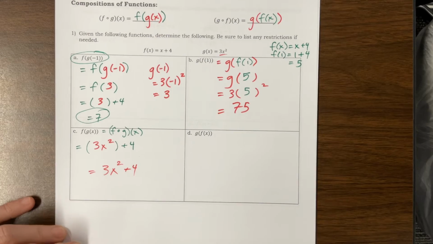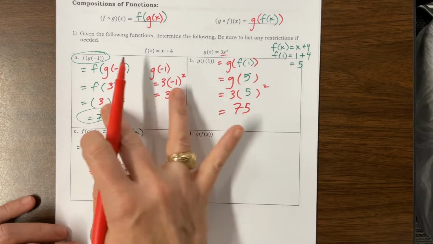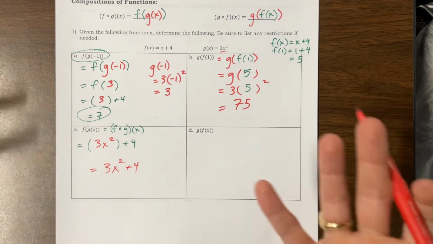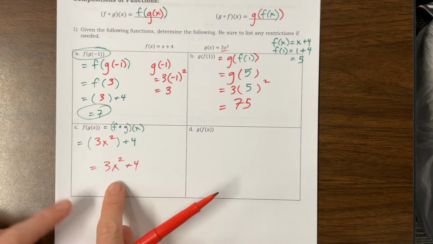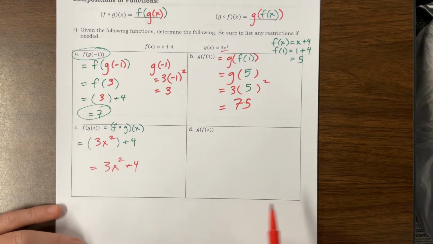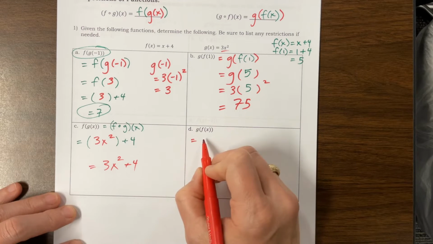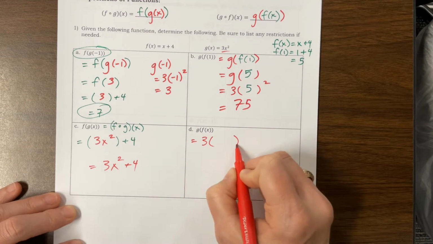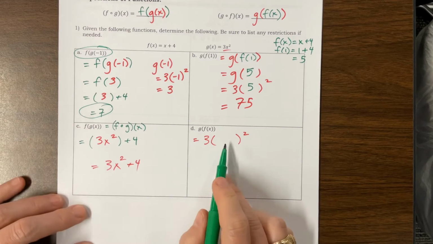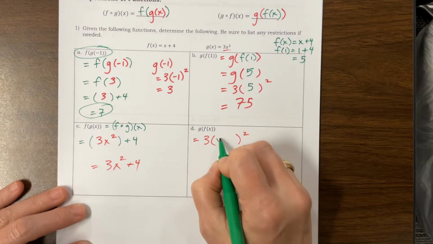And there we go. Any restrictions? We didn't have restrictions on these two because we just got answers. This one, I'm not trying to divide by a variable, so we're good to go. I don't see any square roots. The next one, I have g is 3 times something squared. We're putting in f for that something, and so that is x plus 4.